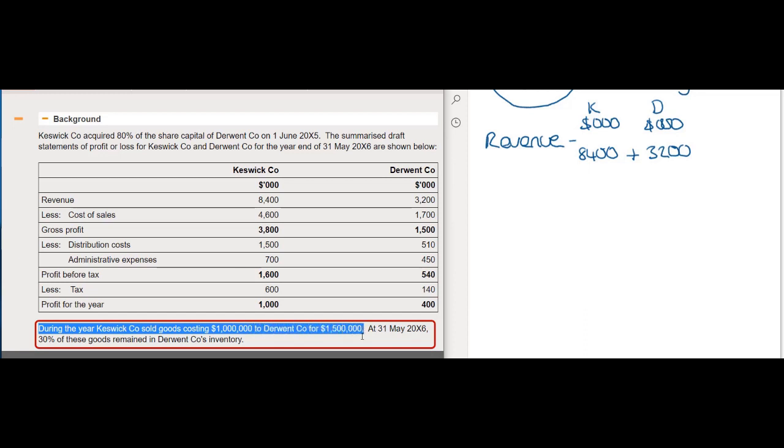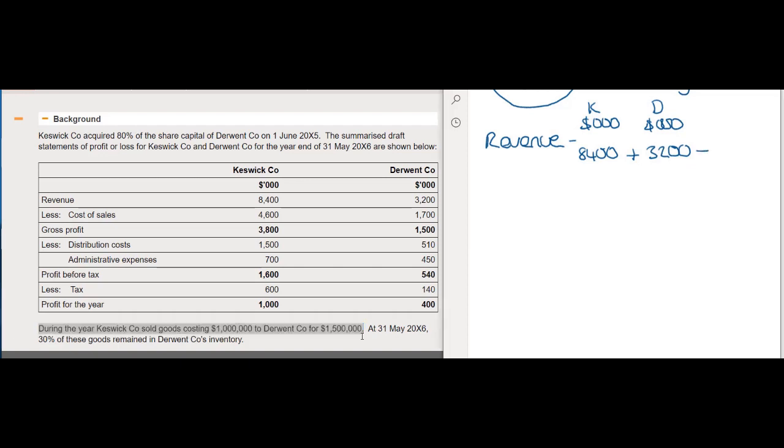Any intra-group purchases and sales made are not allowed to be included in consolidated accounts. Basically, we are not allowed to sell to ourselves, and so we will need to remove the sale of these goods from Keswick's figures. And so therefore we are going to need to adjust and reduce these balances by 1.5 million.